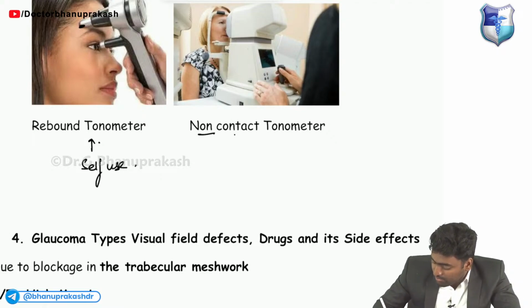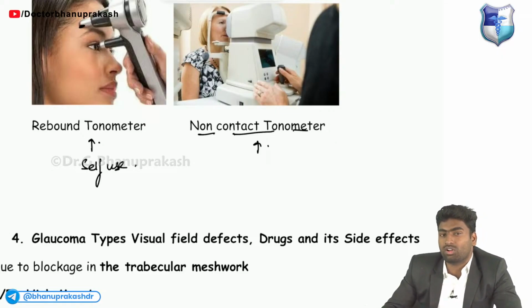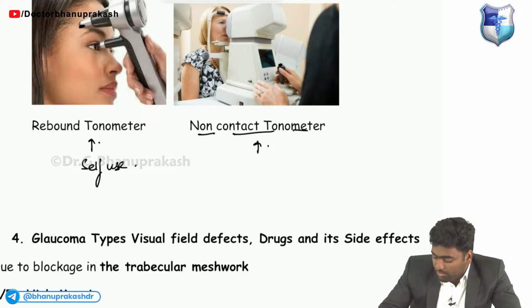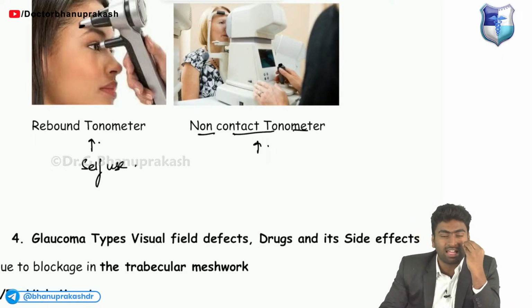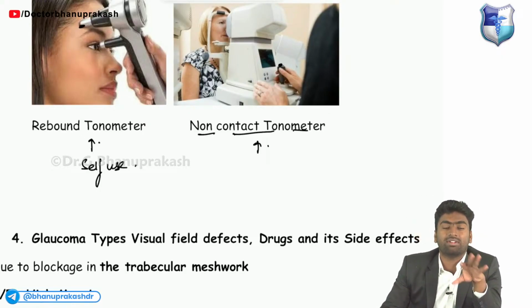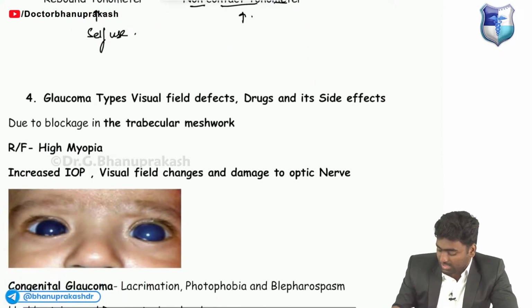And next, most commonly in hospitals, we use the type of tonometry known as non-contact tonometry. When you press this button, you will get a gush of air, and this air will find what the level of pressure is. So this is known as non-contact tonometry.